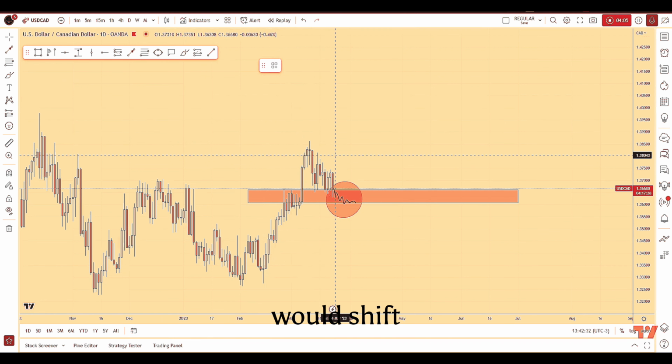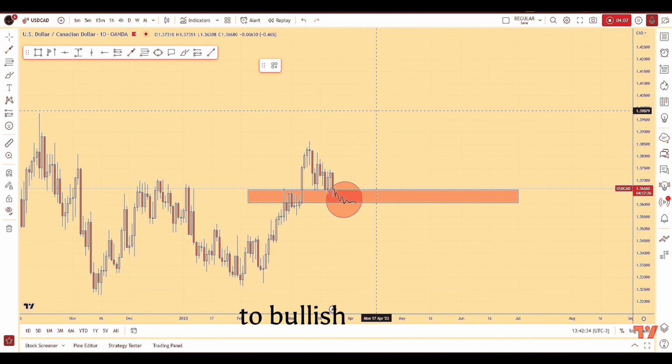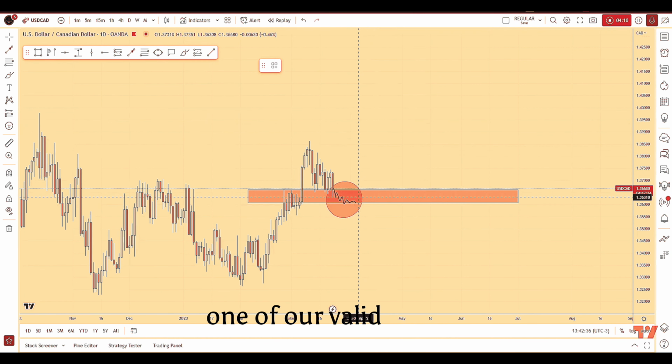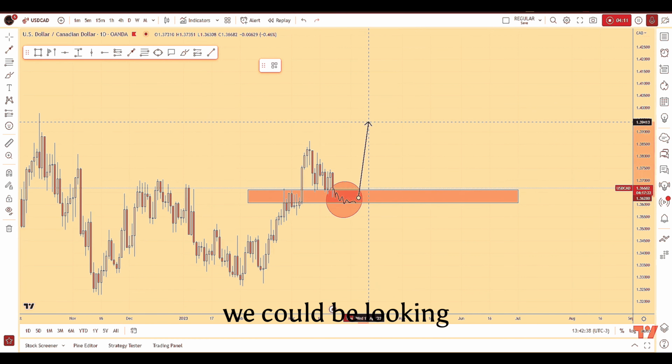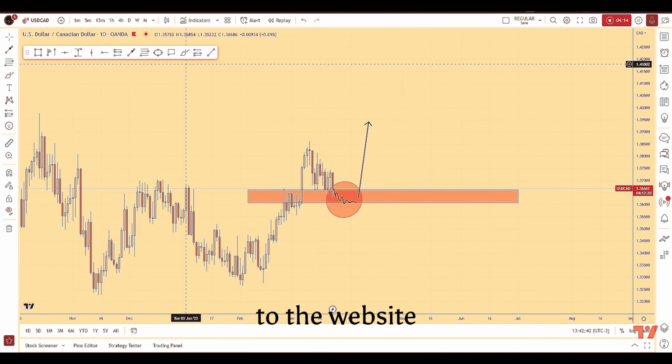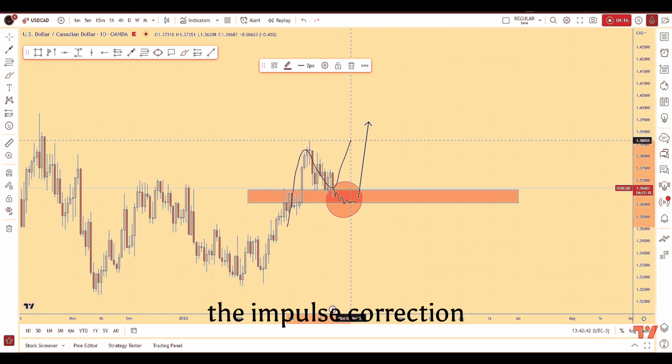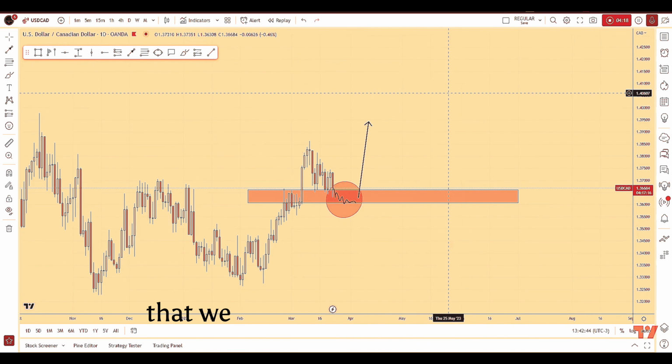And if the market would shift from an intraday bearish to bullish market and provide to us one of our valid entries, at that point we could be looking for a potential rejection to the upside for the market to complete the impulse correction and impulse pattern to the upside that we have previously identified from a weekly perspective.